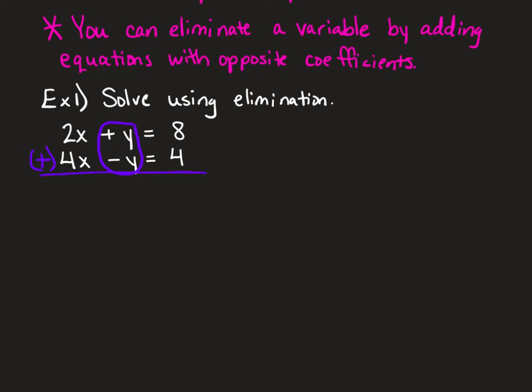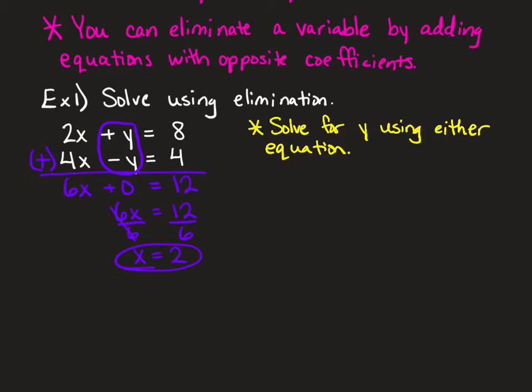When I add 2x plus 4x, I get 6x. When I add y plus negative y, I just get 0. I get nothing. And 8 plus 4 is 12. So I added my equations. 6x plus 0 is just 6x, and it equals 12. Divide both sides by 6, and I get that x is 2. So I eliminated my y's because they had opposite coefficients, and I found that my value for x was 2.